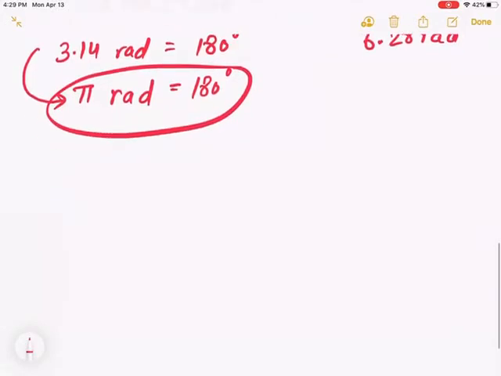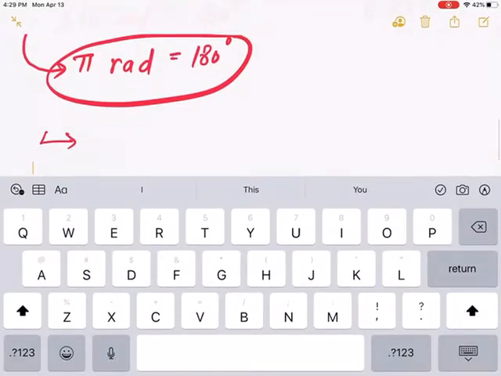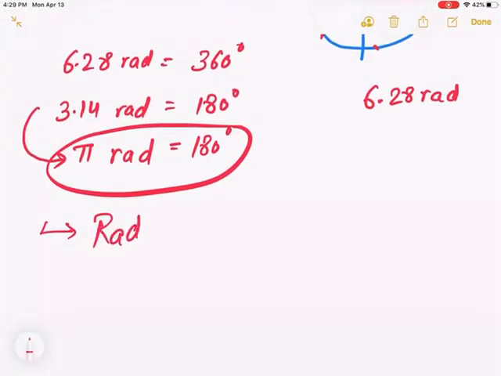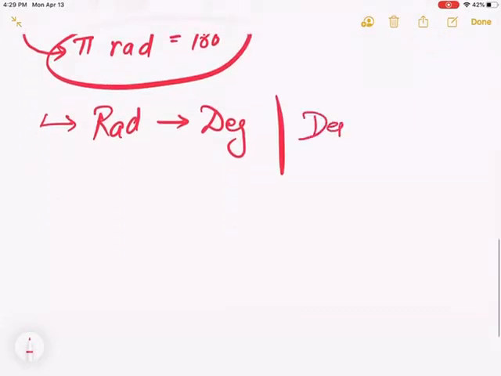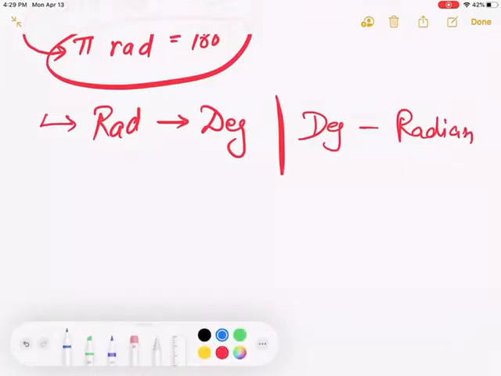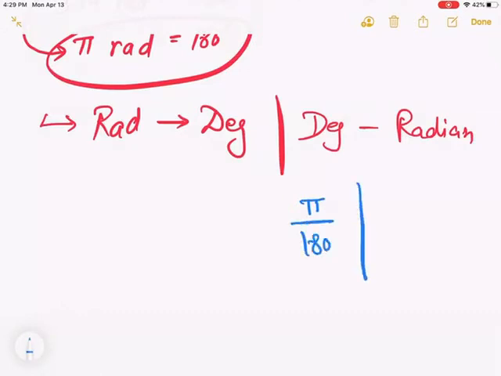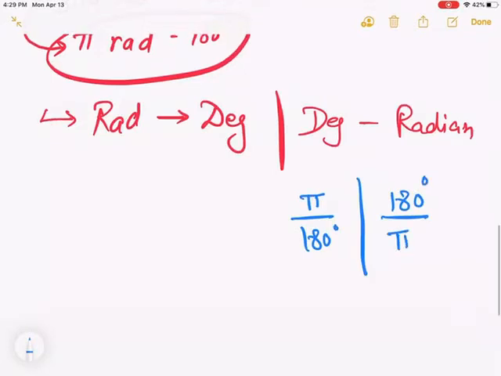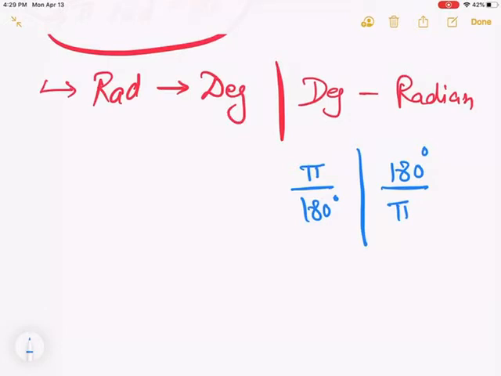Okay. Next, how do we do conversion? How do we switch radians into degrees and degrees to radians? Pretty much back and forth. In order to convert radians to degrees or vice versa, degrees to radians, here's the idea. What we do is we multiply. Sometimes we need to multiply by pi over 180. Sometimes we have to do 180 over pi. Okay. Let's try understanding the logic. Which one works for what type?